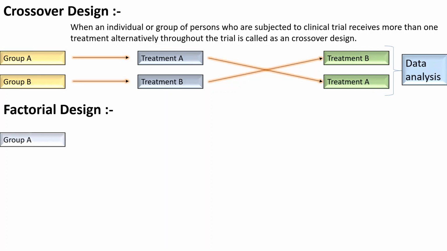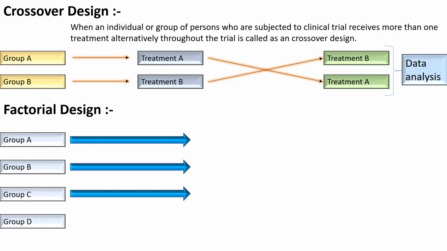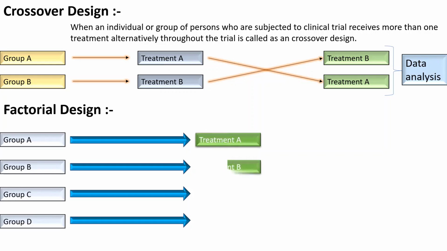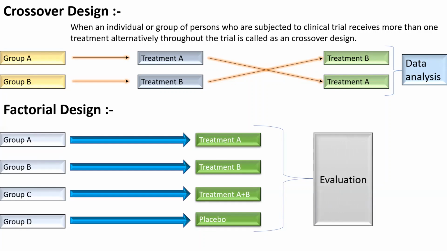Next is factorial design. The word itself indicates that the design is in factors. If we consider four groups, A, B, C, and D, the treatments are given in such a manner that group A will receive treatment A, group B will receive treatment B, group C will receive the combination of treatment A plus B, and group D will receive no treatment, that is, only a placebo drug is given. This is in factors, so it is called factorial design, and at the end we do the evaluation. So these are the types of clinical designs.